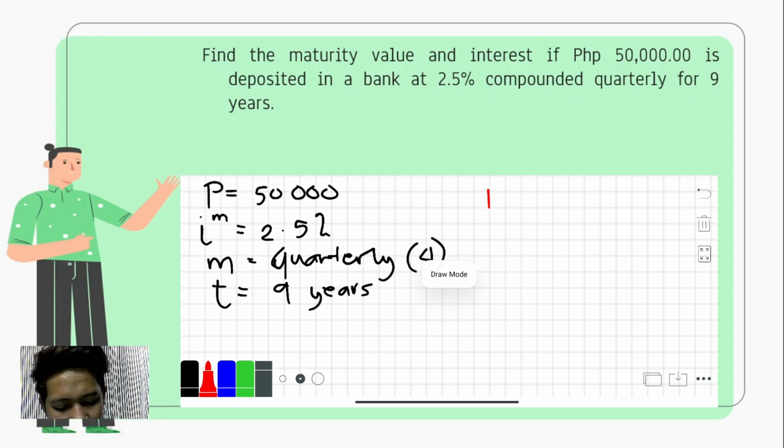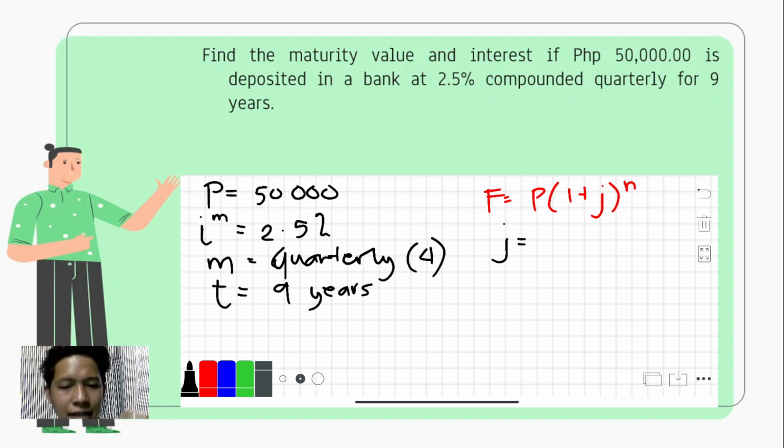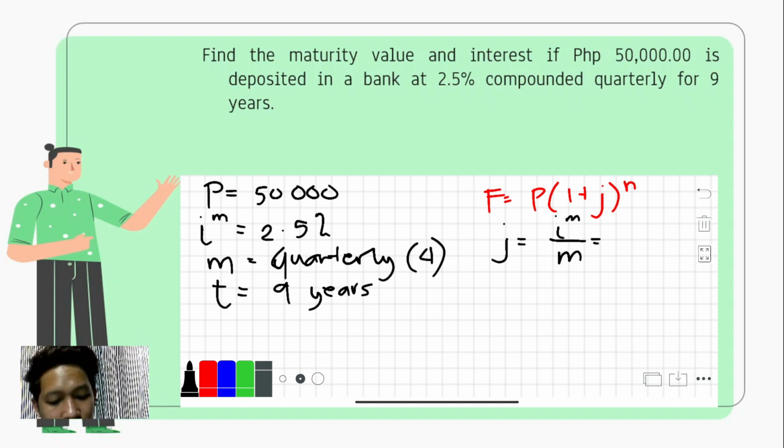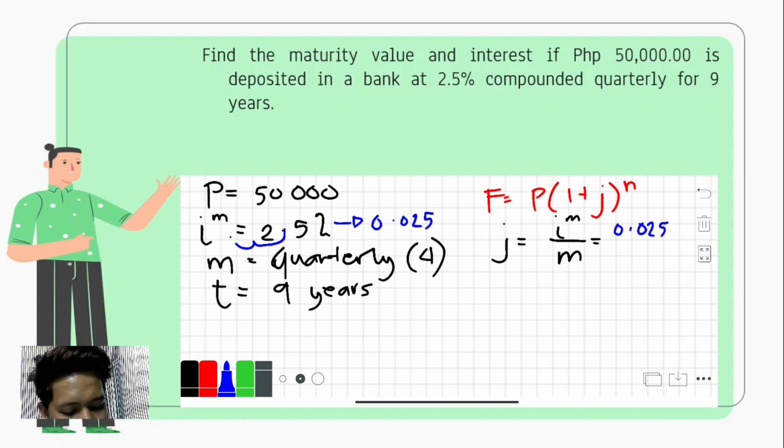Okay. And we will now be proceeding with our formula. So that would be F equals P times 1 plus J raised to N. Para hindi po tayo malito, kunin muna natin si J. At sabi natin sa pagkuha ni J, that is I raised to M over M. And what is our I raised to M? Sabi natin dyan is 2.5%, to which kapag kinonvert natin yan into decimal, that is 0.025. So we have 0.025 divided by our frequency of conversion, that is 4. So we have to divide it by 4.